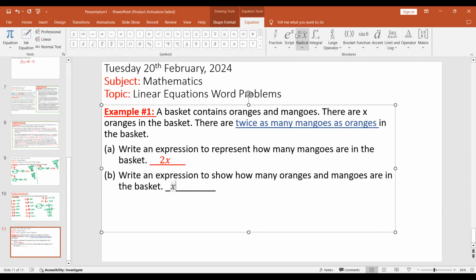And how many mangoes are inside the basket? 2x. So if we want to figure out how many oranges and mangoes are in the basket, what are we gonna do? We're going to multiply x times 2x. No, definitely not. X plus 2x. Why are we adding? Because we're gonna find out how many mangoes and oranges are in the basket. Very good. So we add, right?